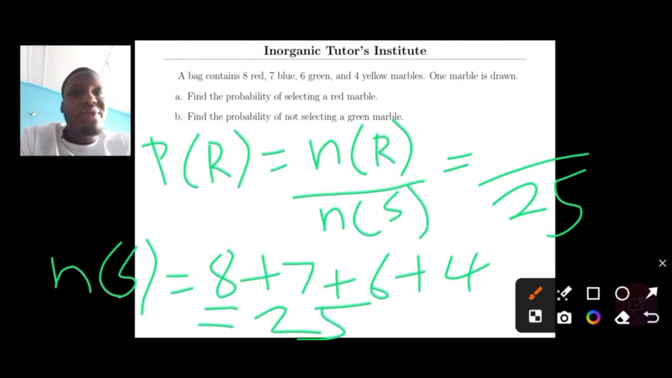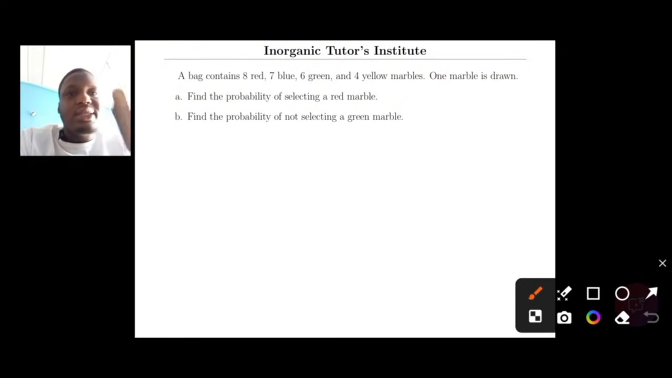Now, what is the number of red marbles, which is 8? So, kind of an easy question, and it is intuitive. If you have 8 red marbles in a total of 25 marbles, what is the probability of getting red? Or what is the chance that red will be selected? It's 8 over 25. Okay. It's the total number of red marbles, which is 8, over the total marbles in there, which is 25. Okay, good.